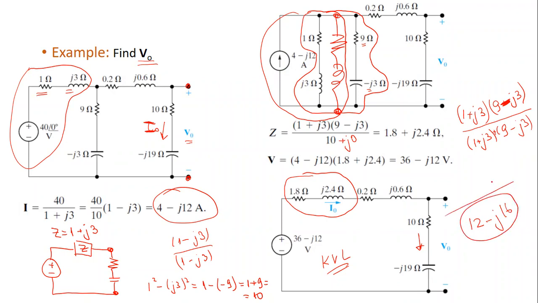If you divide the voltage, which is 36 minus J12, over the total impedance, this will give you the current that we are looking for. Any questions on this slide, please?